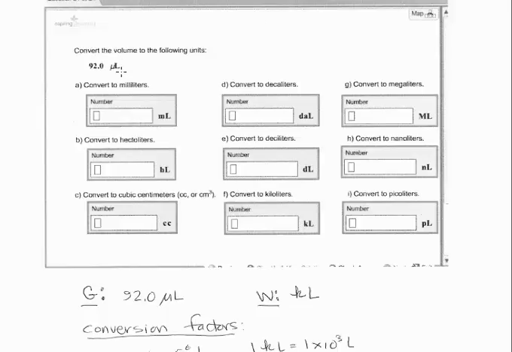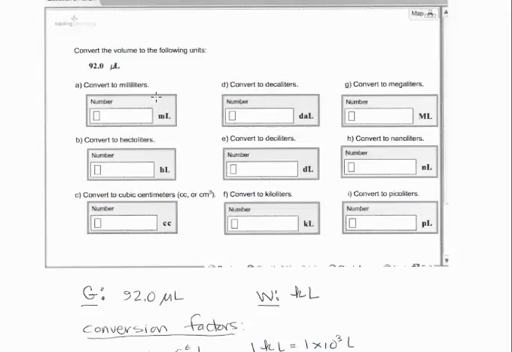In this problem, we're asked to convert 92.0 microliters, so 3 sig figs, to these other metric units. Most of them are prefixed units of liter: milliliter, hectoliter, deciliter. There's only one that isn't a multiple or fraction of liter, and that is cc, centimeter cubed. But do remember that a centimeter cubed is equal to a milliliter. So once you get the answer for A, then you know what the answer to C is.